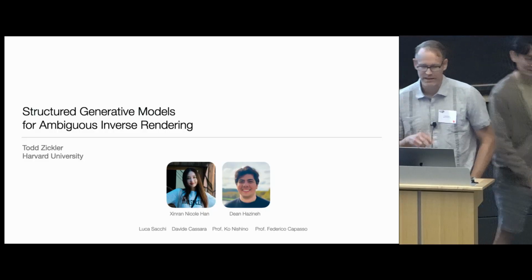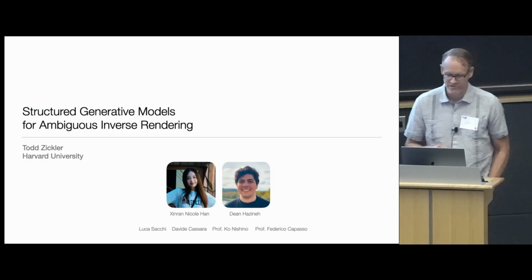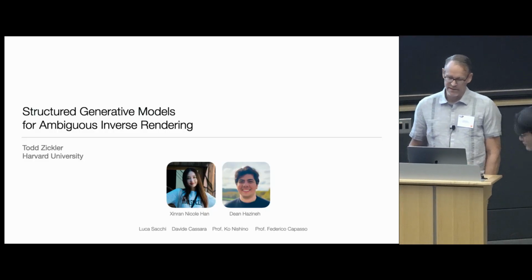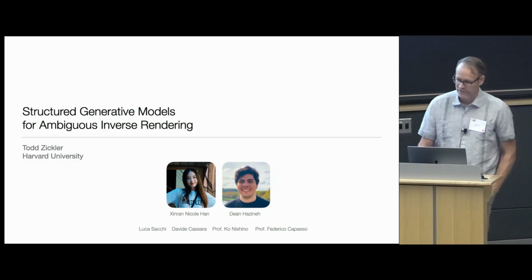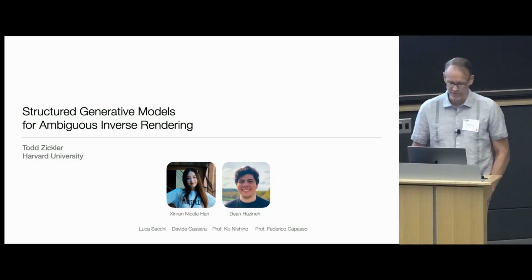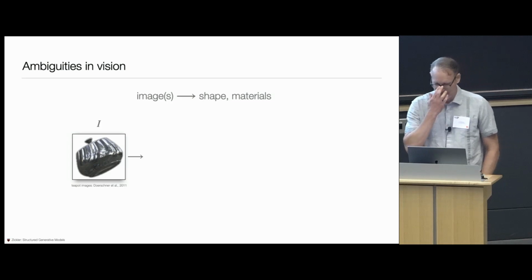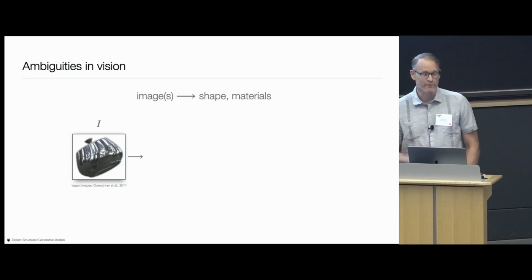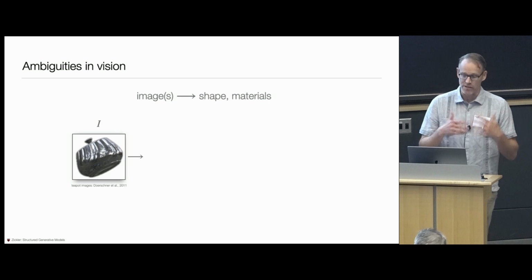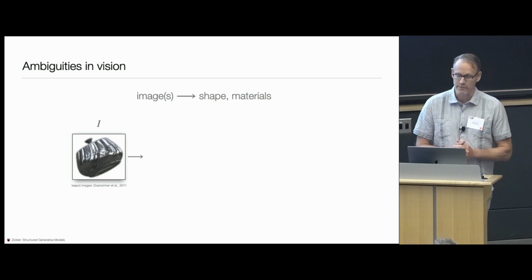All right. So the work that I'm going to talk about today is primarily done by two recent PhD graduates from our group, Nicole Hahn and Dean Hazzini, along with a few others, including Ko Nishino and my colleague Federico Capasso. So to state the obvious to this audience, there are unavoidable ambiguities when we're trying to infer things like shape and materials that explain a given image.